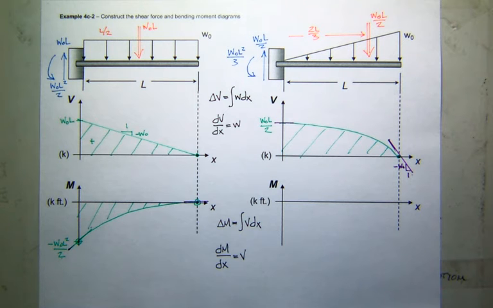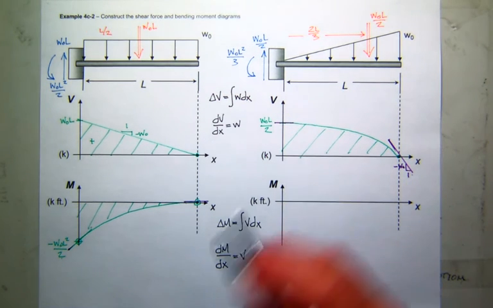Again, as a structural engineer, what do I care about? What's the maximum shear and where does it occur? So the question is, what is the maximum shear? W naught L over 2. Where does it occur? At the fixed connection.